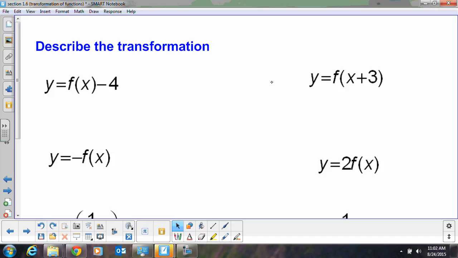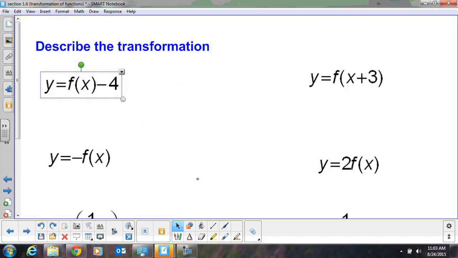Okay, there's two options. We can either be multiplying or we can be adding and subtracting. Multiplying has to do with stretches and compressions. Adding and subtracting has to do with shifts. So the fact that you see +3, it's going to be a shift. The question is, is it vertical or is it horizontal? Is it being added directly to x or is it being added outside of x?